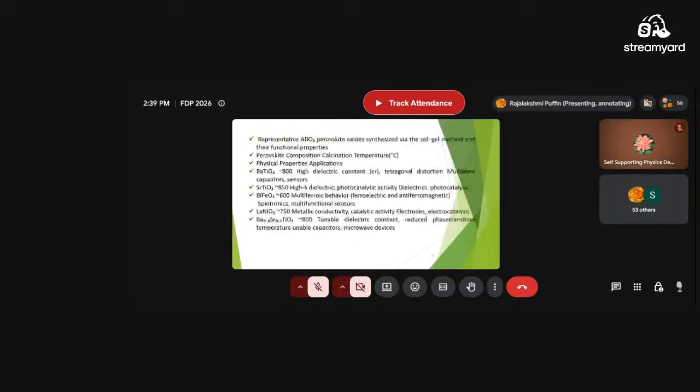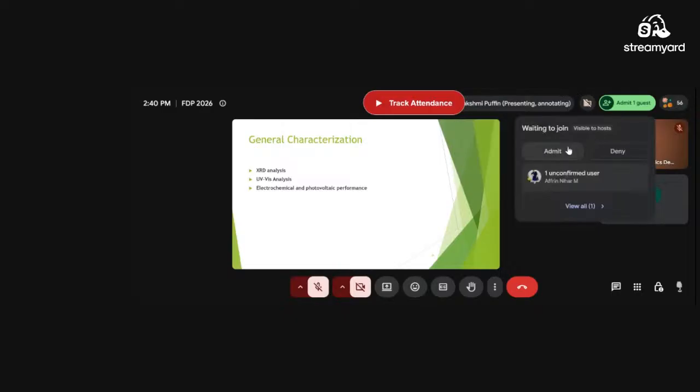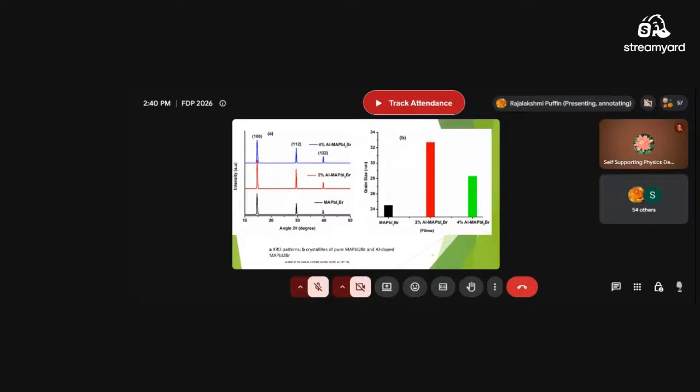So once we have coated the film by the sol-gel method or spin coating method, we have to confirm our materials. We go for general characterization like XRD analysis, UV analysis, and electrochemical and photovoltaic performance, and we see what the efficiency is. We are familiar with this general characterization, and here I have given some examples.